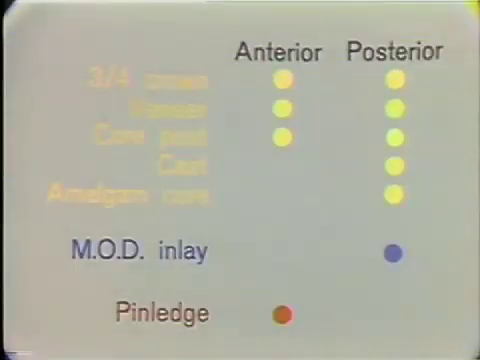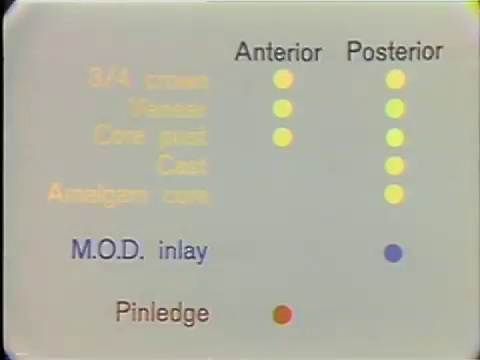This list shows the restorations most frequently used as bridge retainers. The three-quarter crown is used in both anterior and posterior teeth. The veneer crown, which is a complete crown with an aesthetic facing either in resin or porcelain, is used on anterior and posterior teeth. The core post crown is a two-part crown consisting of a core which, used on a non-vital tooth, goes into the root canal, and then over this any type of crown, a veneer crown or a cast crown. The core post crown is used on anterior and posterior teeth which are non-vital.